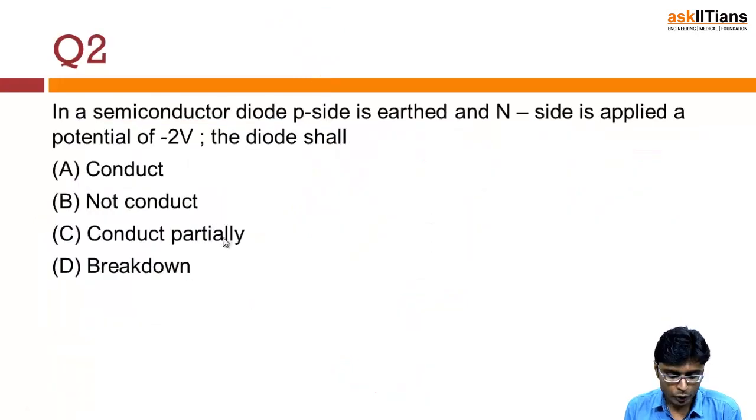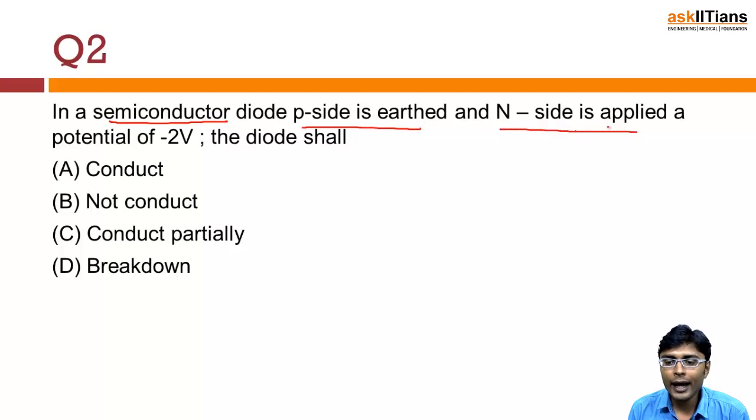Now let us move on to question number 2. Question number 2 says that in a semiconductor diode, the P side is earthed and the N side is applied a potential of minus 2 volt. Then the diode shall conduct, not conduct, conduct partially or break down. So first of all, to see whether the diode is conducting or not, we have to see whether it is biased in forward bias or in reverse bias, right? So first of all, let us see.